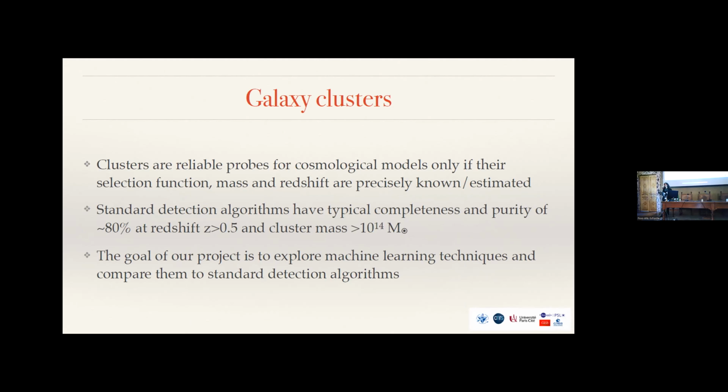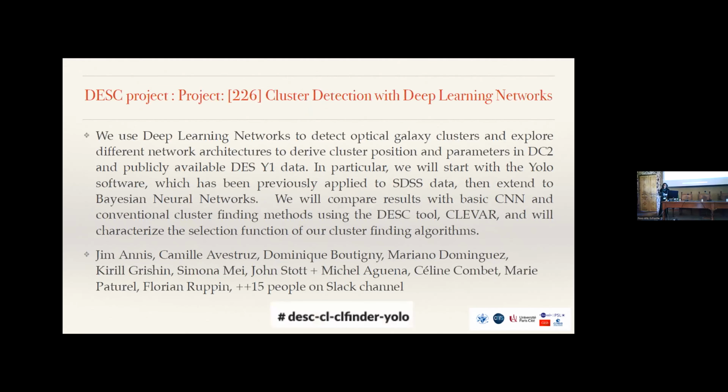So what we wanted to do is to explore if we could do better with machine learning techniques and compare the different selection functions with what is done today. So this is a DESC project: cluster detection with deep learning networks. And what we are starting with is using well-known object detection machine learning techniques on DC2 simulations.